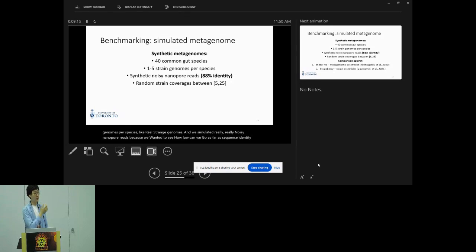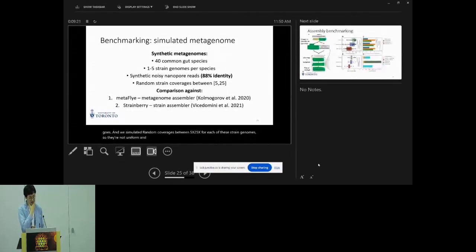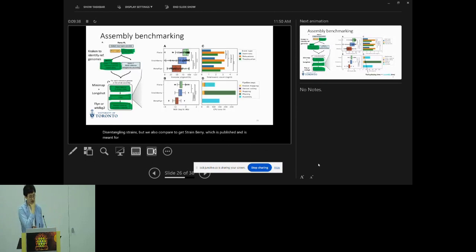And we simulated random coverages between 5x to 25x for each of these strain genomes. So they're not uniform. And then we compared against, at the time we were writing this paper, the published state-of-the-art methods, which is Metaflye for just metagenome assembly. It's not very careful at disentangling strains. But we also compared against Strainberry, which is published and is meant for disentangling strains. And what we found was this.